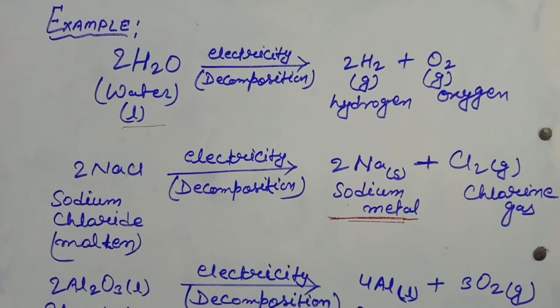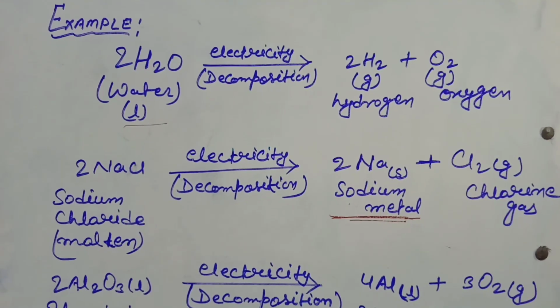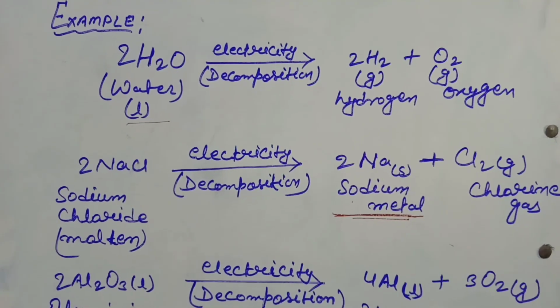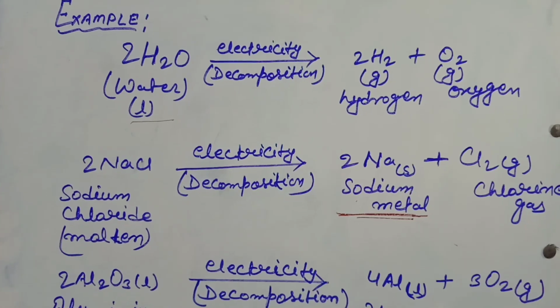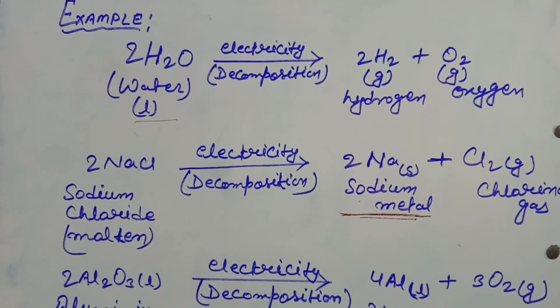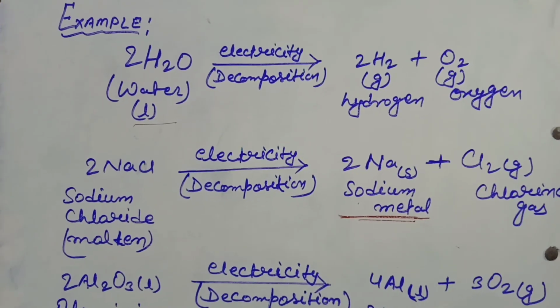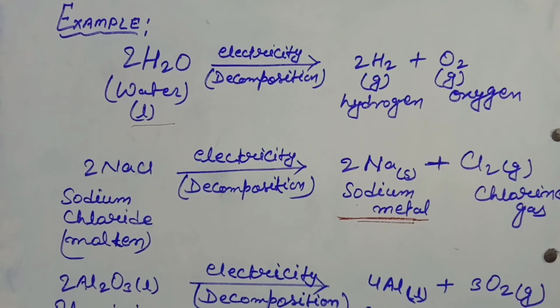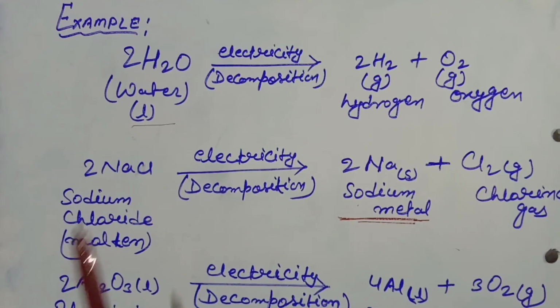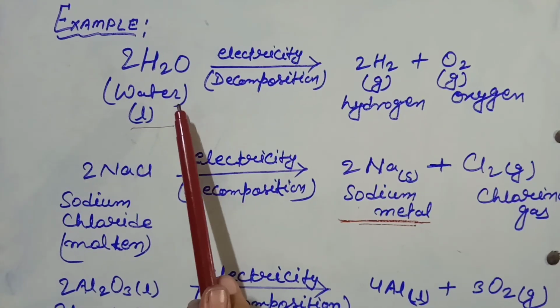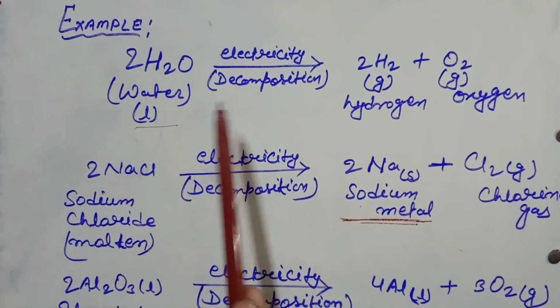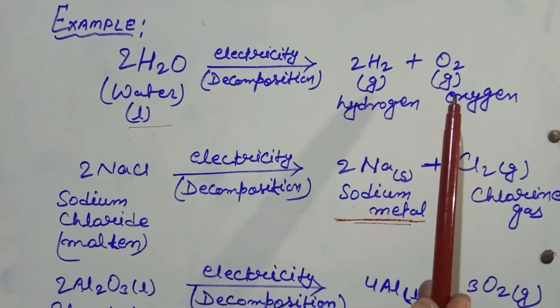The reactions we have just discussed are carried out by the action of heat. Now we are going to discuss some examples of decomposition reactions by using electricity. This process is said to be electrolysis. So see here, the first example I have taken is water. When electricity passes through the water molecule, it breaks down into hydrogen and oxygen.